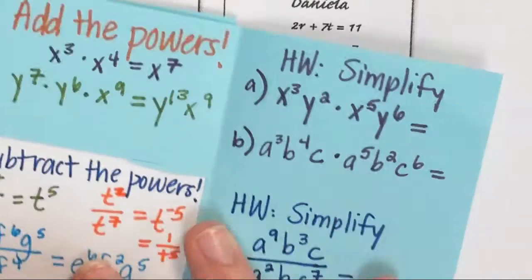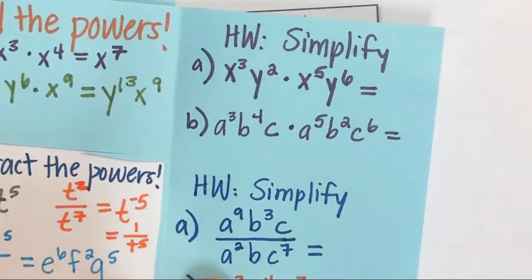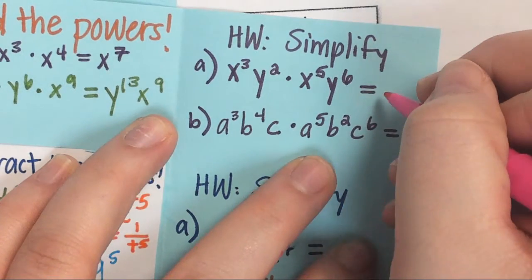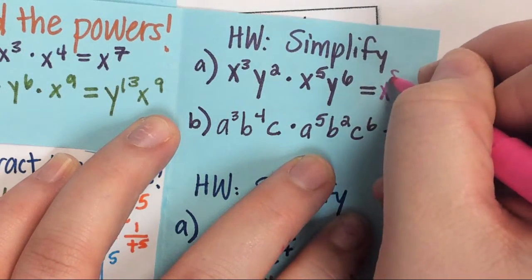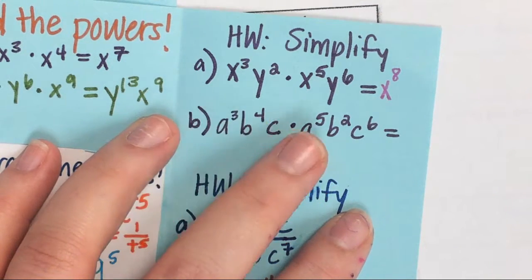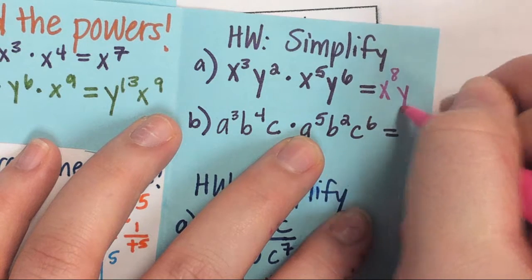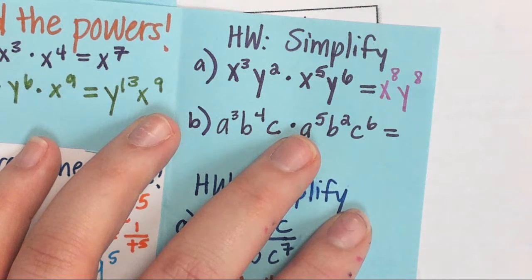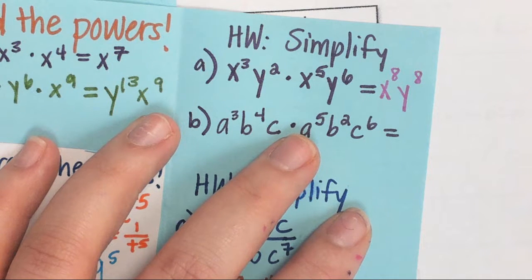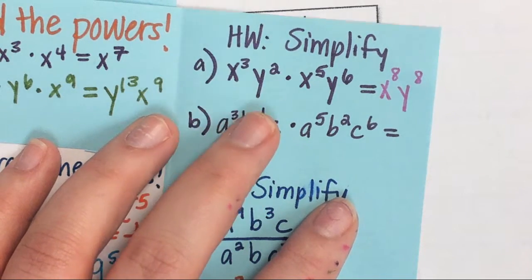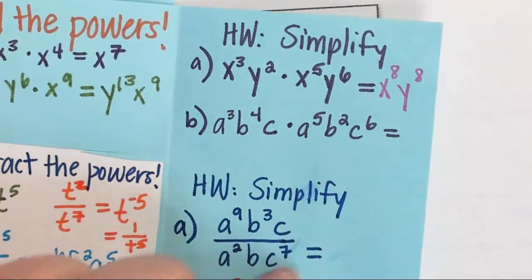So on your first homework problem from last night, you had x to the third, x to the fifth. When we add 3 plus 5, we get 8. Y to the 2, y to the 6. When you add 2 plus 6, you again get 8. So our answer is x to the 8th, y to the 8th. Are there any questions about this one? It looked like everyone had that one correct.